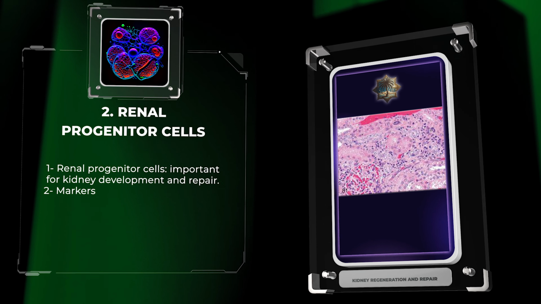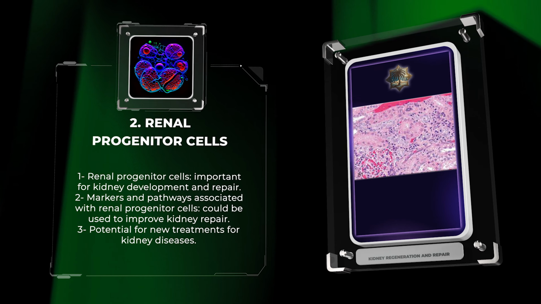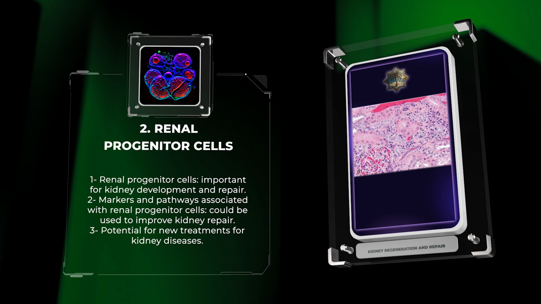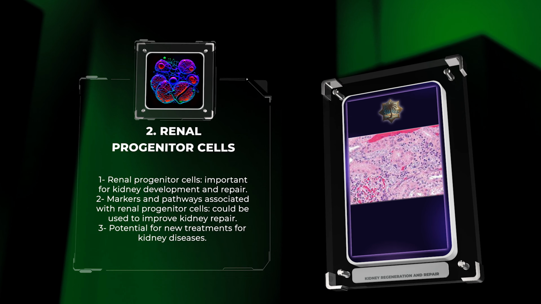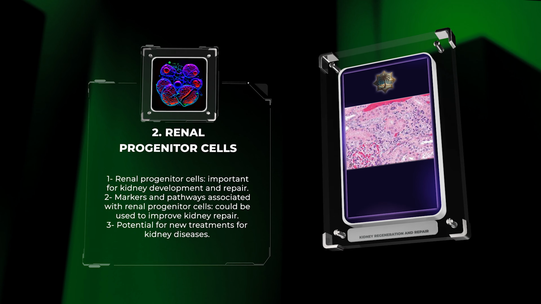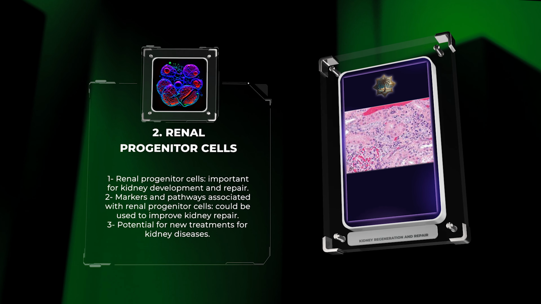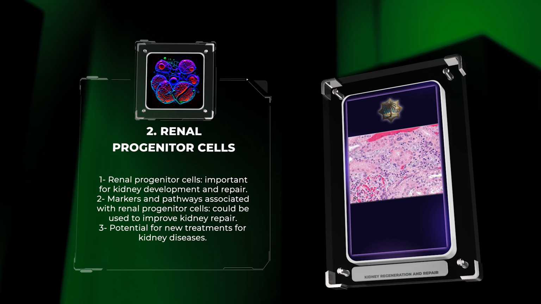Renal progenitor cells are cells in the kidney that can renew themselves and become different types of renal cells. They are important for kidney development and repair. Researchers have found markers and pathways associated with these cells, which could be used to improve kidney repair. This could lead to new treatments for kidney diseases.